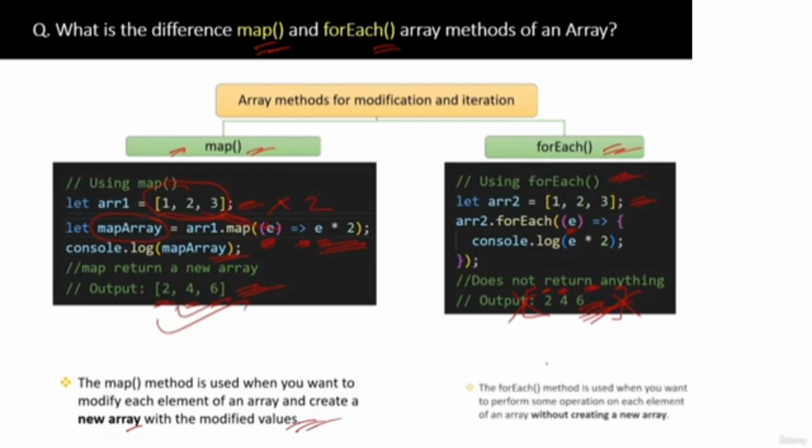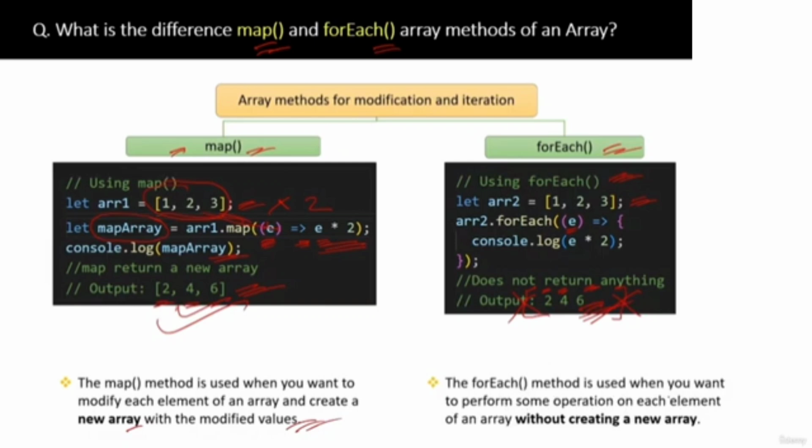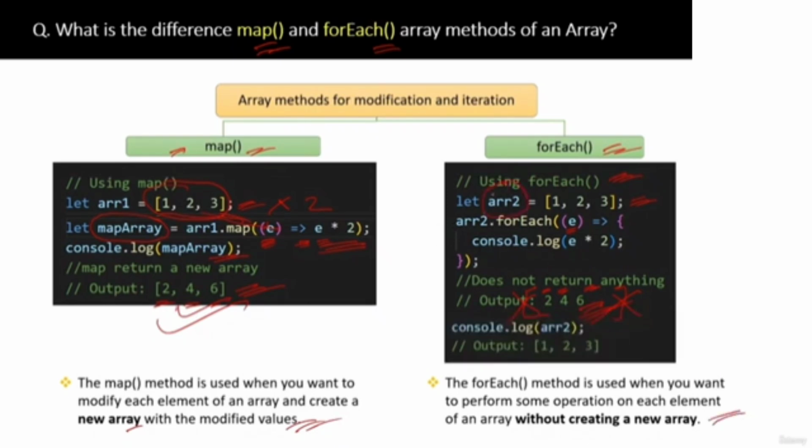The definition is, the forEach method is used when you want to perform some operation on each element of an array without, remember this word, without creating the new array. Here, even if you log the original array, see, it is still the same. It has not been changed. And that is the difference between the two. Now you will always remember, you have to use the map method to modify the elements and get a new array, but use the forEach method to perform an operation on the elements without modifying the elements of the original array. That is the difference between the two.